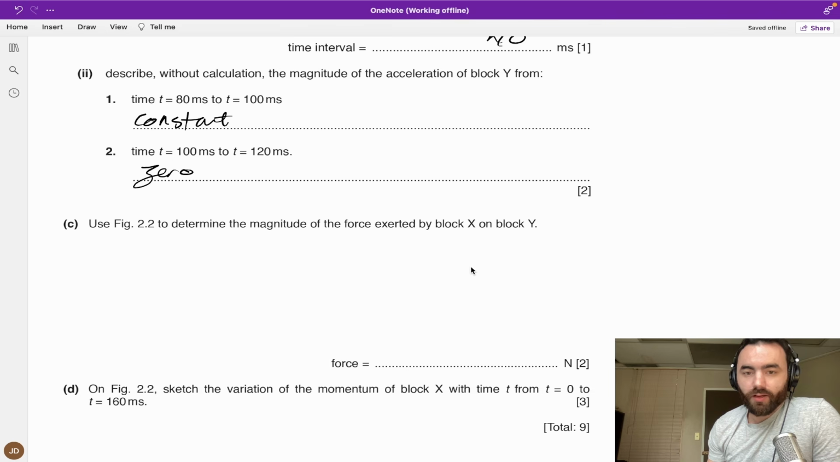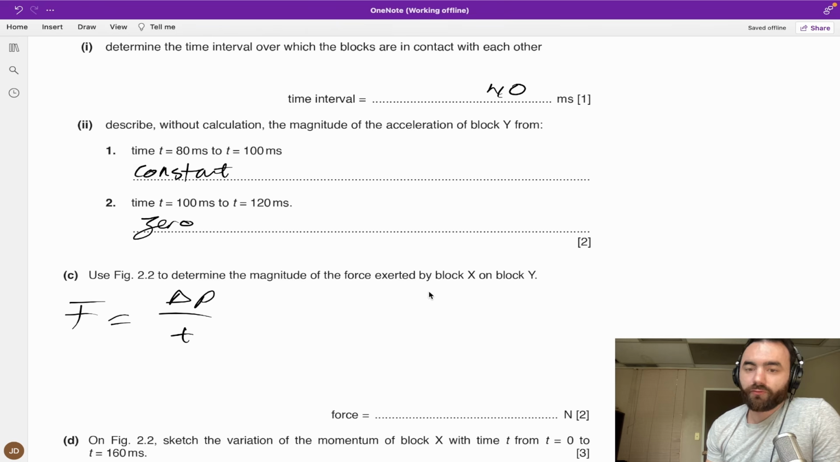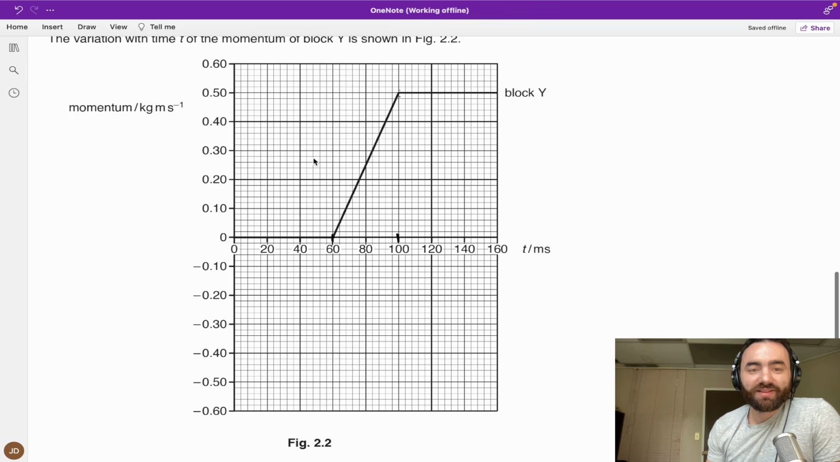Use the figure to determine the magnitude of the force exerted by block X on block Y. Well, F equals the change in P over T. And from Newton's third law, if one block pushes with a certain force on another block, there's going to be an equal and opposite force exerted on that block by the other block, A to B and B to A. If you just read the definitions.